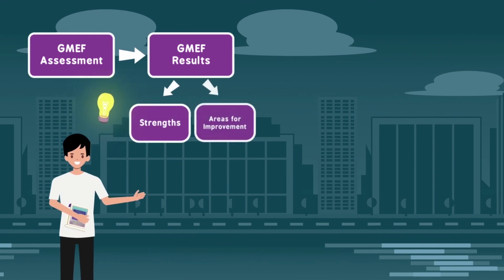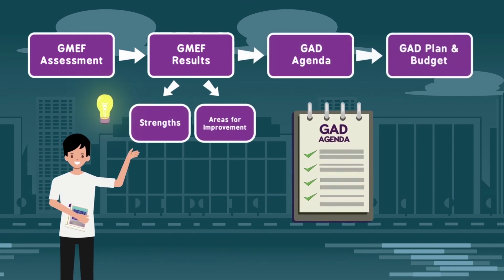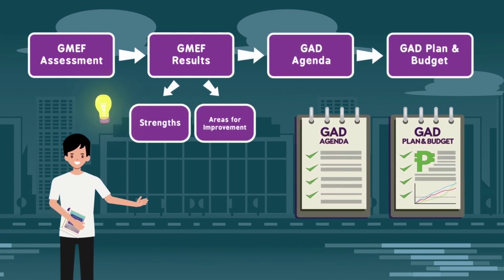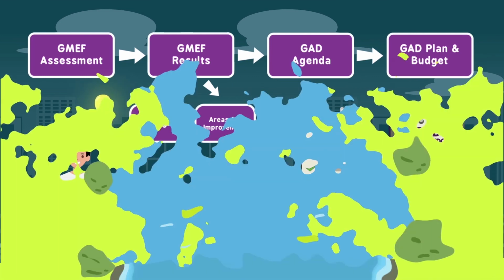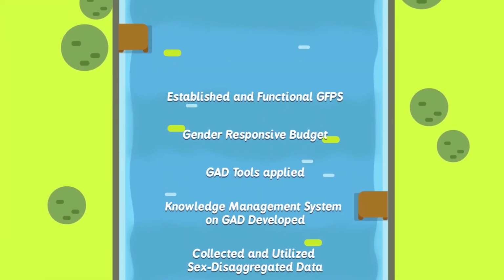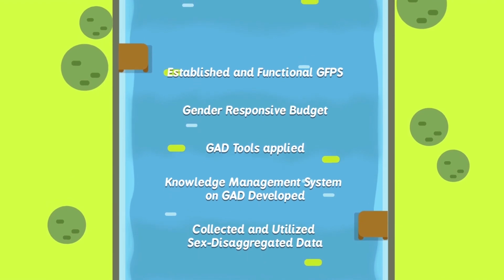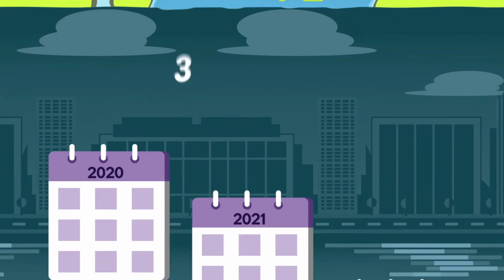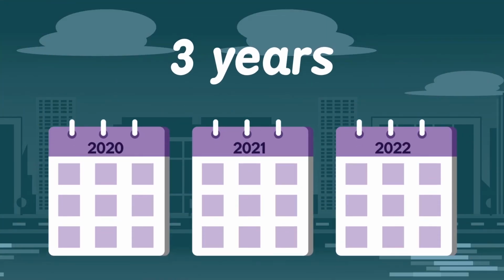The results of the GMEF assessment can serve as important inputs in the preparation and enhancement of the organization's GAD agenda, which is the basis in the annual formulation of the GAD plan and budget. Agencies may re-administer the GMEF organizational assessment questionnaires after a specified period of time to keep track of the progress of its GAD mainstreaming efforts.